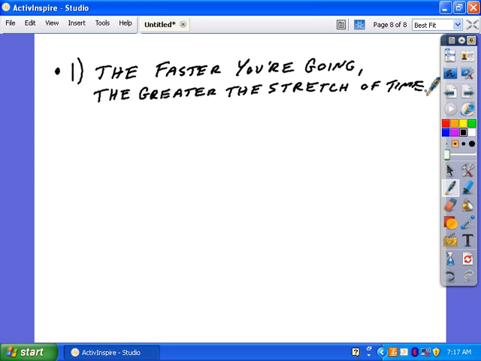It turns out that the speed of sound is 750 miles per hour, and 750 miles per hour did zero to change overall time. Ten times the speed of sound did almost nothing. So what that means is, as you go closer and closer to the value of c, the faster you're going, the greater the stretch of time is going to be.